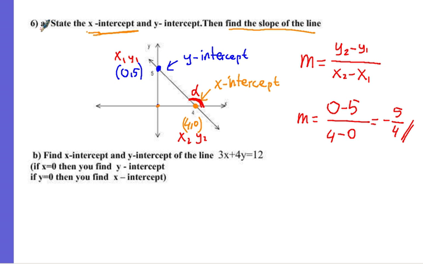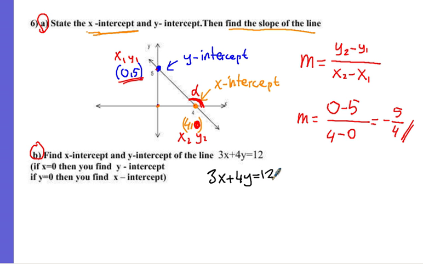Okay, it was A1. Now we have 6B. Find x-intercept and y-intercept of the line 3x plus 4y is equal to 12. There is also a hint: if x is 0, then you find y-intercept. If y is 0, then you find x-intercept. Look at here. If x is 0, you find the y-intercept. Here it is. If y is 0, you find the x-intercept. Here it is.